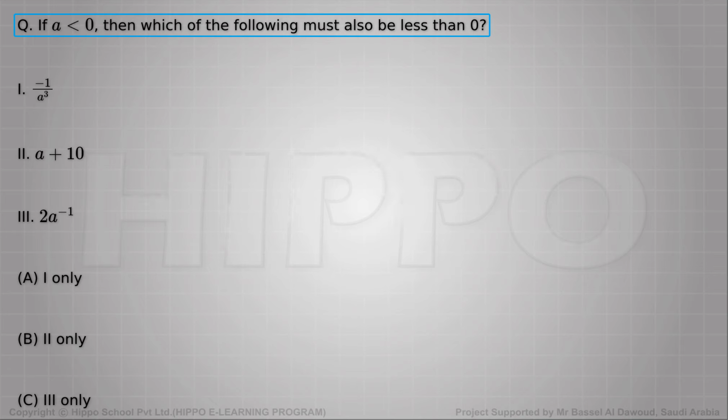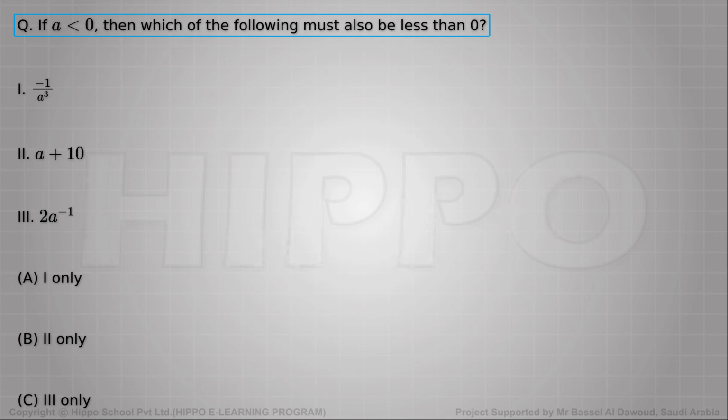Let's tackle this problem on number properties. The question gives us a condition. A is a number less than 0, which means A is negative. We need to figure out which of the three expressions listed, 1, 2, and 3, must also be negative. The key word here is must. This means the expression has to be negative for every single possible negative value of a.